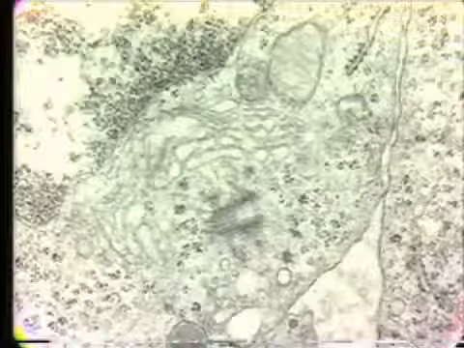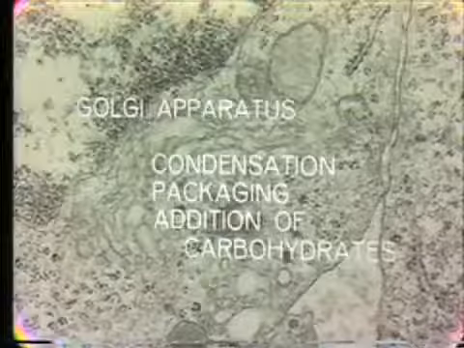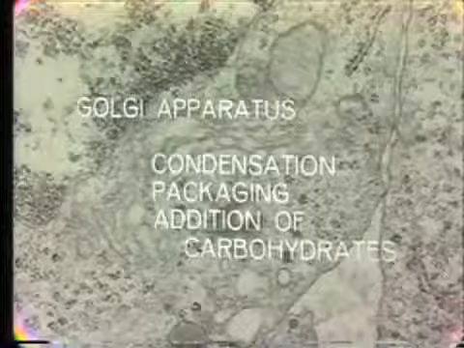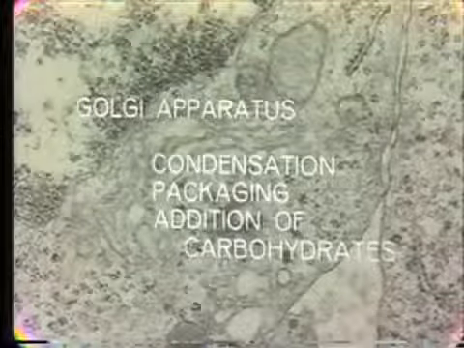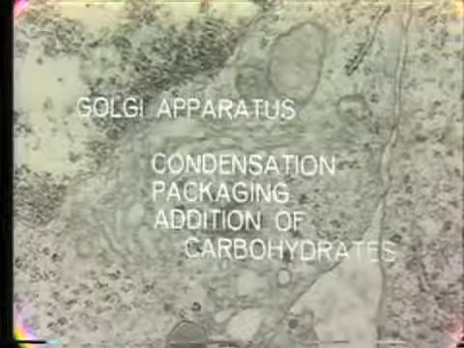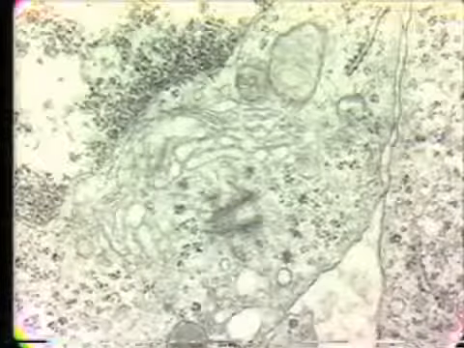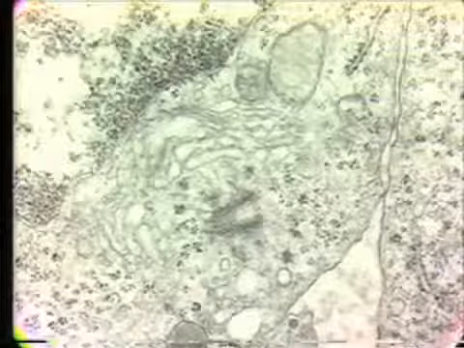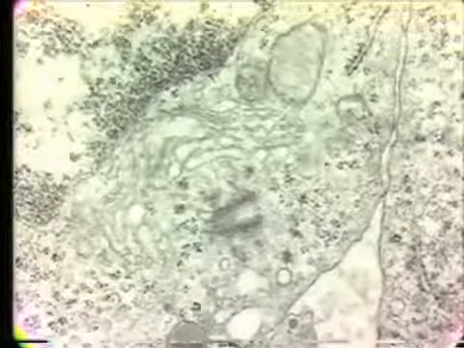Protein substances synthesized by the rough endoplasmic reticulum are transported to the Golgi apparatus. Here the proteins are condensed, they're packaged up into granules, and also many times carbohydrates are added to the proteins. The Golgi apparatus is composed of vesicles and lamellar membrane structures. It's usually located in a position close to the nucleus.